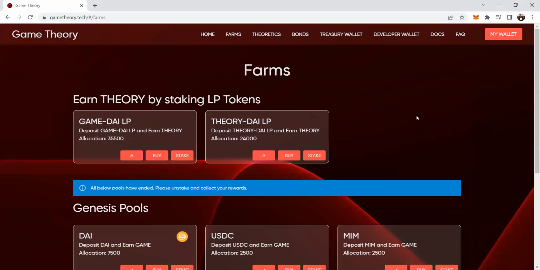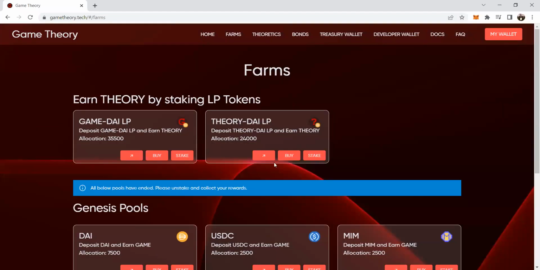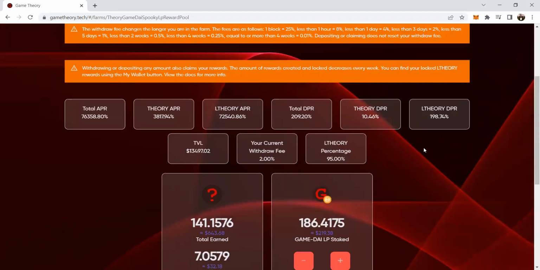Head over to the farm. You have the Genesis pools here, so all the money should be taken out there. If anyone's still got money in the Genesis pools, remember to unstake your money and take it out of there. You've got our two different farms: the game DAI liquidity pool and the theory DAI liquidity pool here, which you can go into. I put a little bit of money in there just as an example. If you go into the stake, you can see all the different information we've got here.